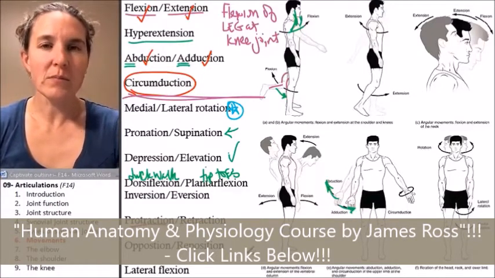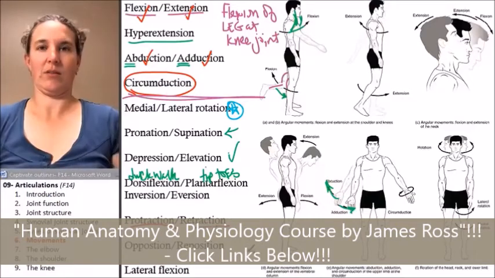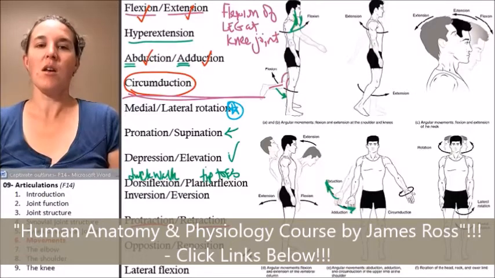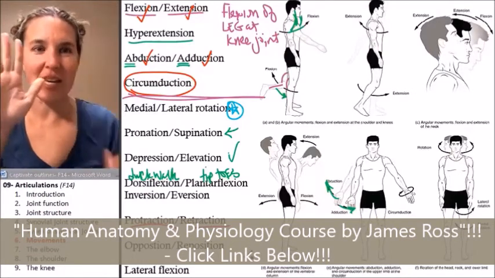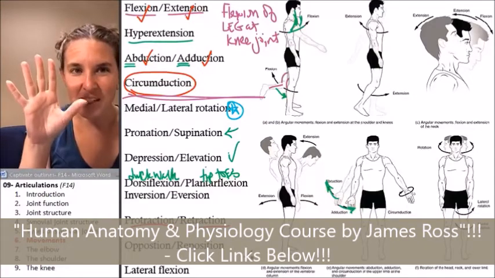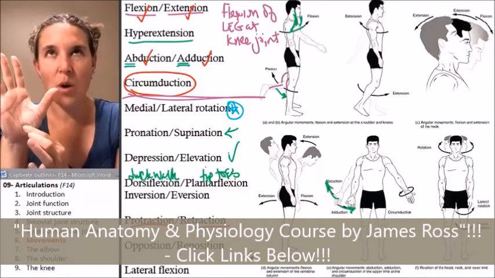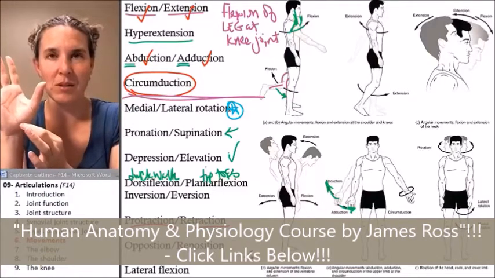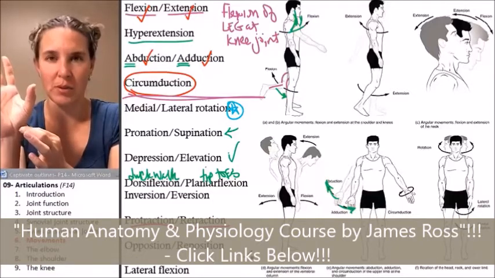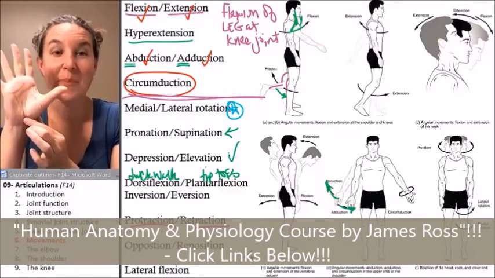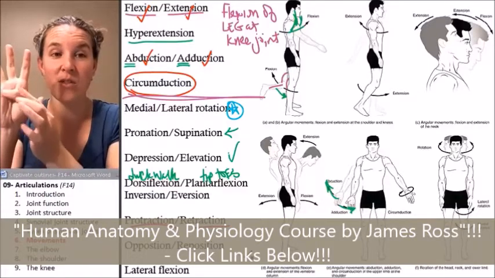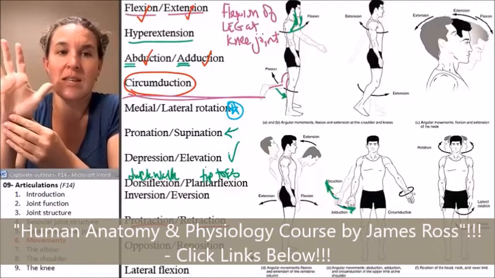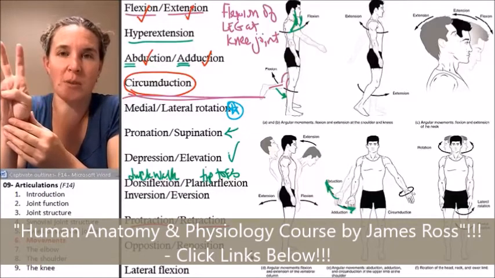Protraction, retraction, protraction, retraction. Opposition is only at that saddle joint in your thumb, where your thumb metacarpal connects to the carpal in your wrist. And opposition is this movement. So it's your thumb specifically. It only happens in your thumb. It goes over like this. This is reposition. Opposition, reposition.